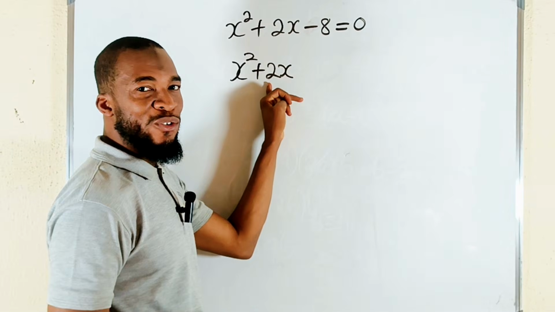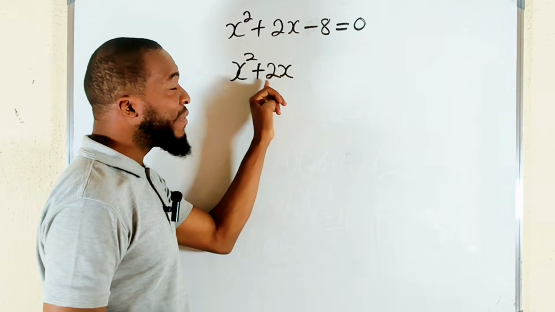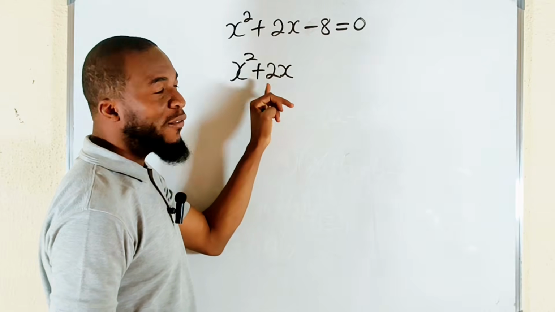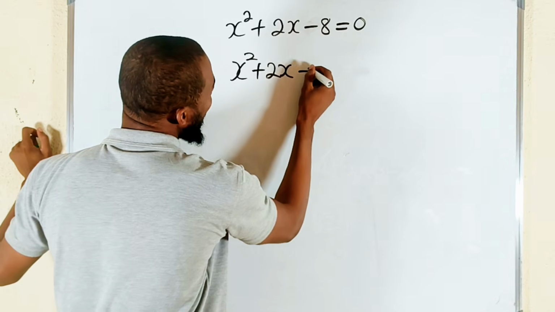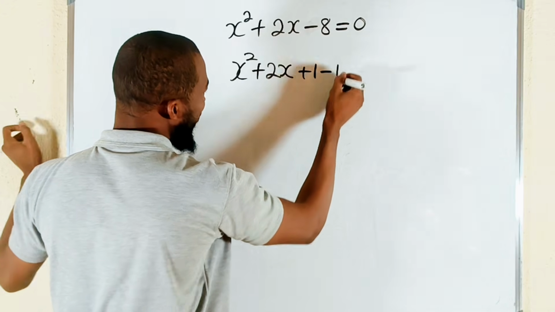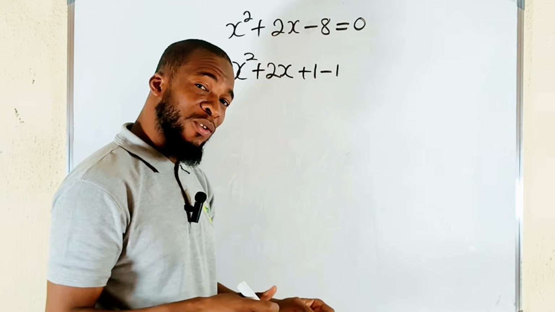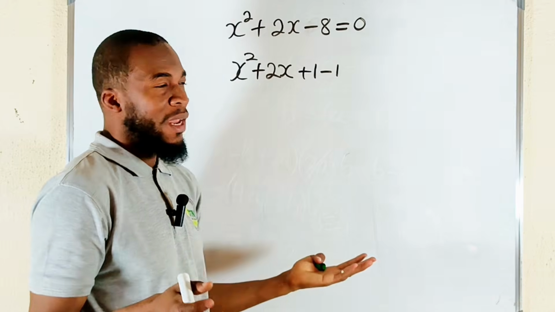What is half of 2? Always take half of the coefficient of x. Half of 2 is 1. 1 squared is 1. So you should add that 1 and also remove it, because adding 1 and subtracting 1 is like adding 0. You have not added anything.